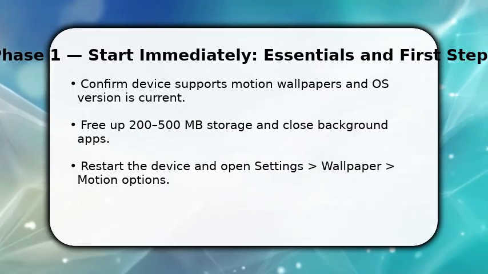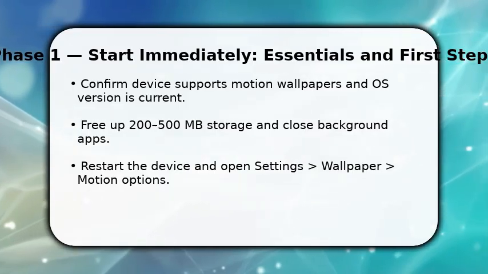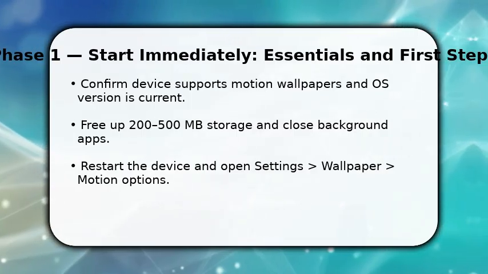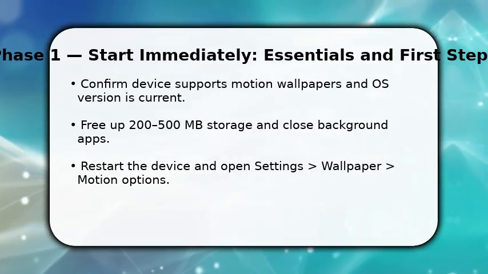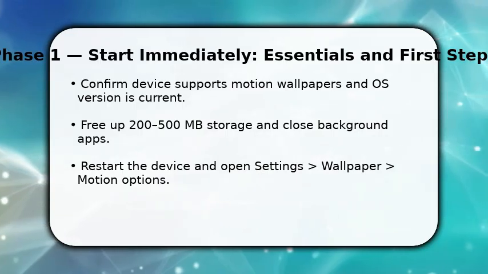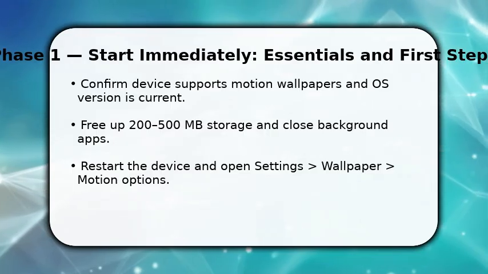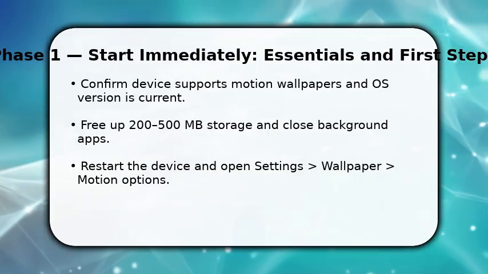You're about to fix a motion not available wallpaper. First, confirm your device supports motion and that the OS is updated. Once done, free about 200 to 500 megabytes and close heavy apps so the system can load motion assets. Next, restart the device to clear transient glitches. You'll want a fresh session.